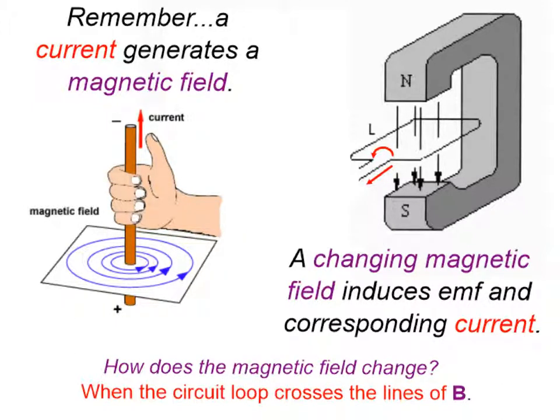The first way we're going to look at is that when we have a loop, a circuit loop of wire, and that is crossing these lines, we can be moving this loop this direction. We can be twirling it like this. And as it crosses the lines of the magnetic field, that essentially is a changing magnetic field to this circuit.